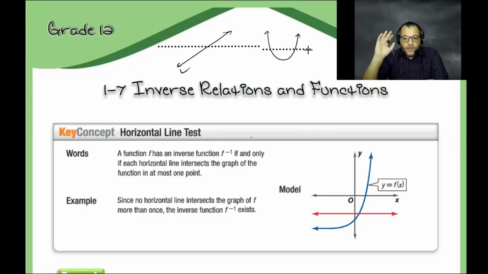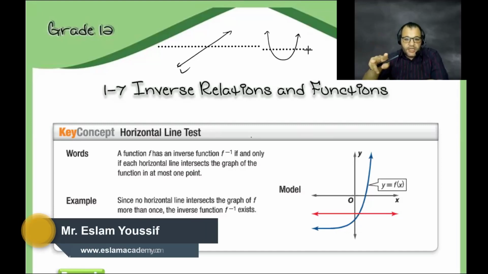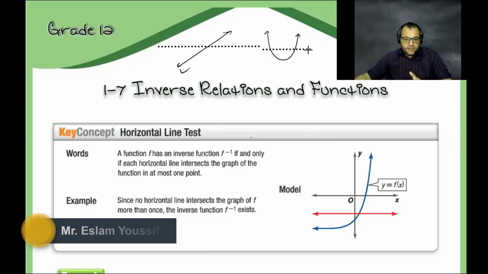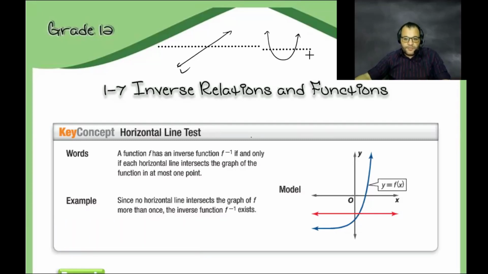The parabola is a function because if you draw any vertical line, it will intersect the graph at only one point. But if you draw a horizontal line, it will intersect at two points. It means the inverse is not a function. That is the meaning of the horizontal line test. You know the difference now between them?